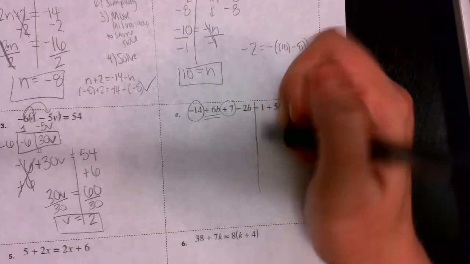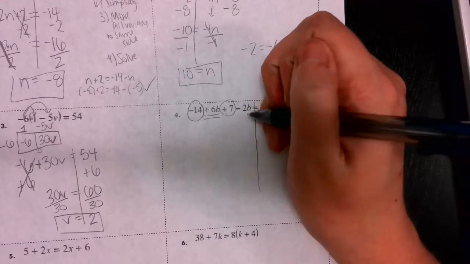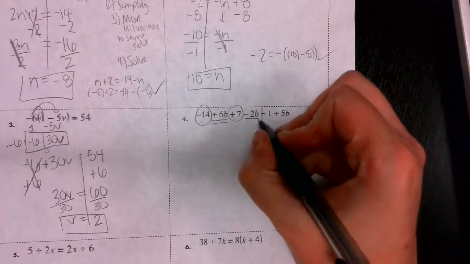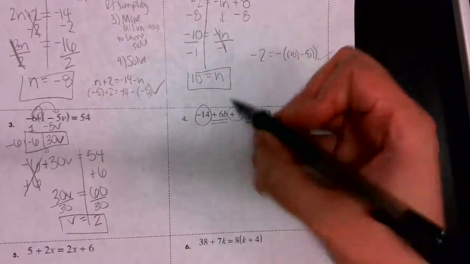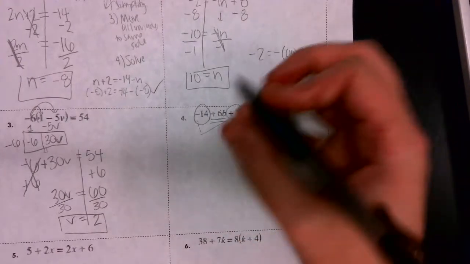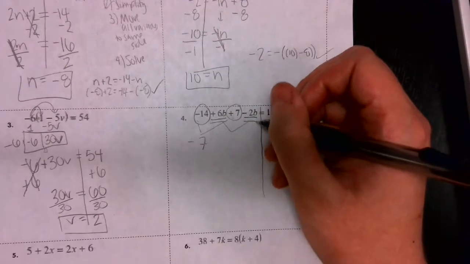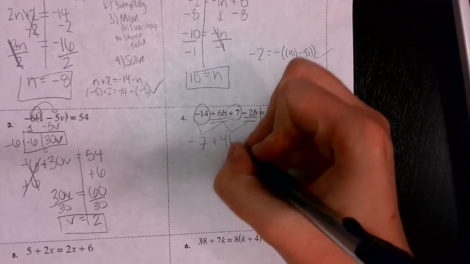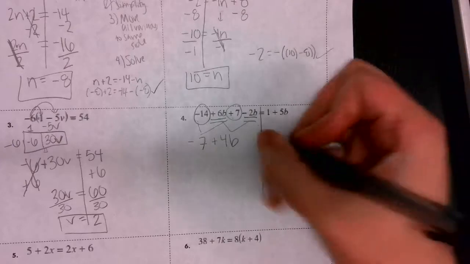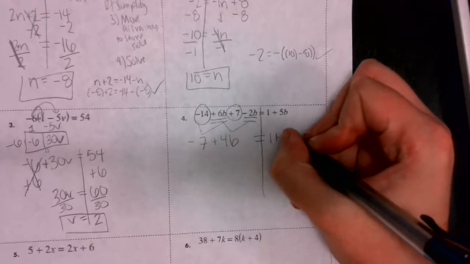Now I'm going to look at this 6b. If I keep looking at just this left side, I see 6b. I also have a minus 2b. Those are like terms as well. So I'm going to combine them. Negative 14 plus 7 gives me a negative 7. And 6b minus 2b gives me a plus 4b. That equals my right side, which is 1 plus 5b.